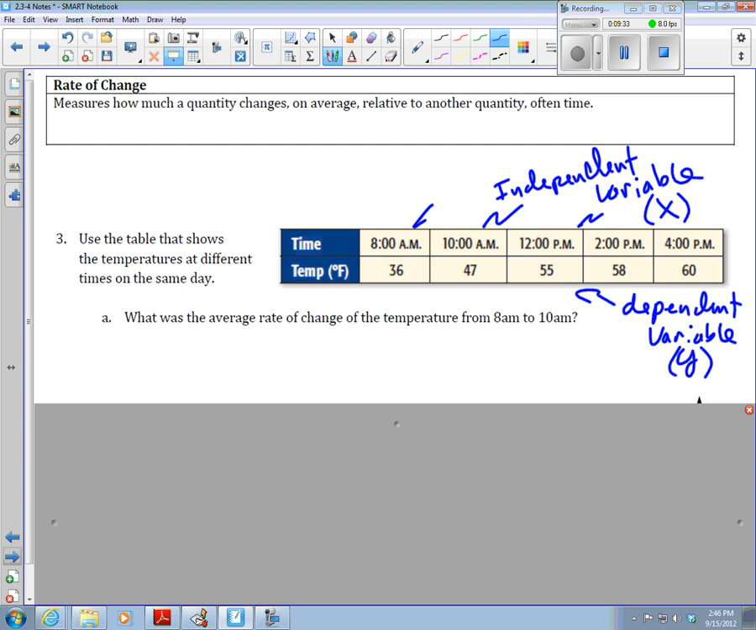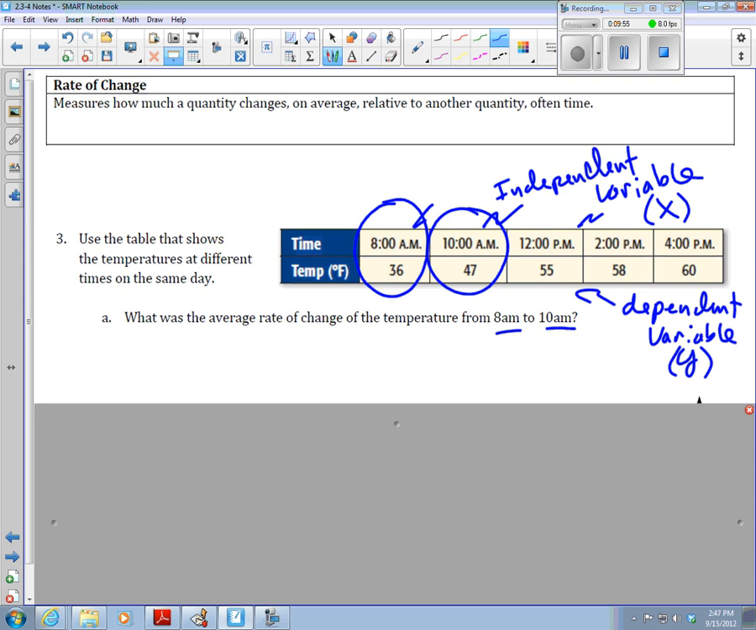Because rate of change is kind of like slope. You do the difference in y values on top, and the difference of the x values on the bottom. So it says this: what was the average rate of change of the temperatures from 8 a.m. to 10 a.m.? From 8 a.m. to 10 a.m. right here.